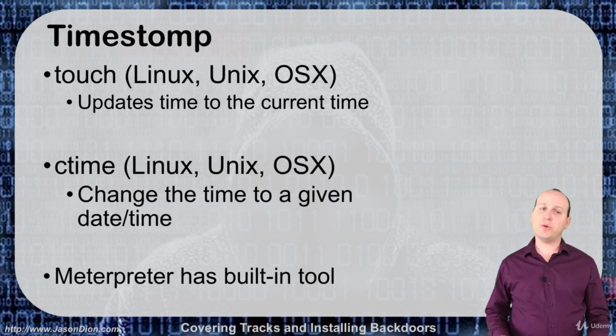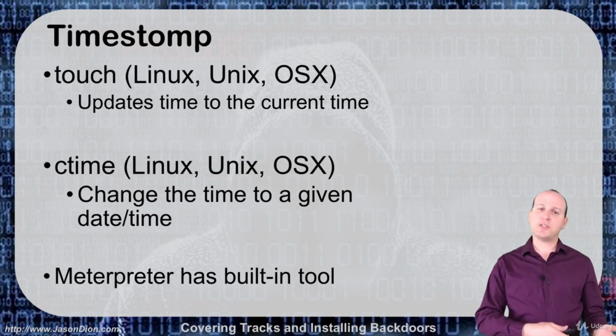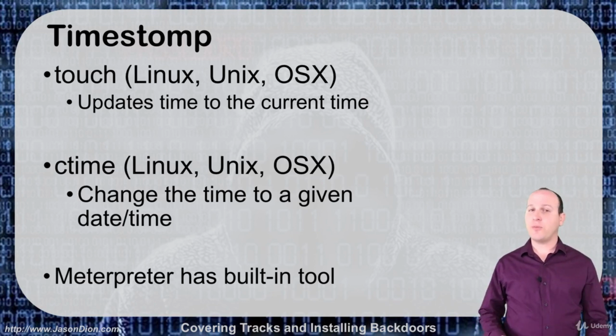The other thing we can do is use ctime, which changes the time to a given date and time. This is a lot more useful and is essentially what we're doing with timestamp inside of Meterpreter. So I can go back and say, hey, the last time this file was accessed was 2.5 weeks ago at 1:38 p.m. That's what ctime allows you to do.